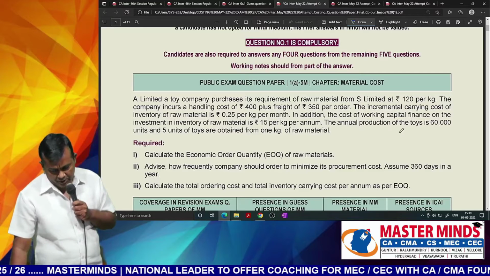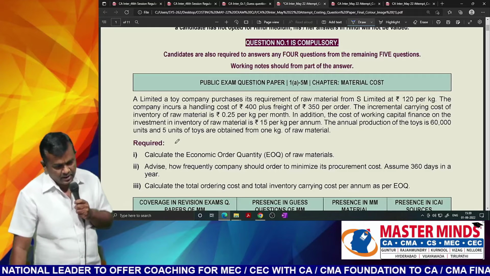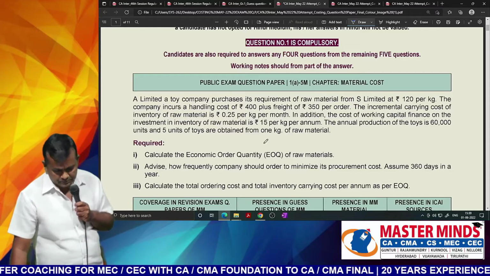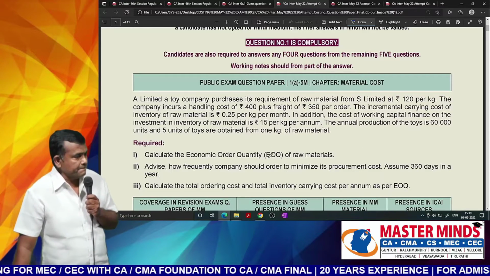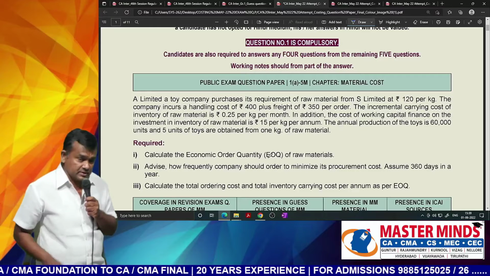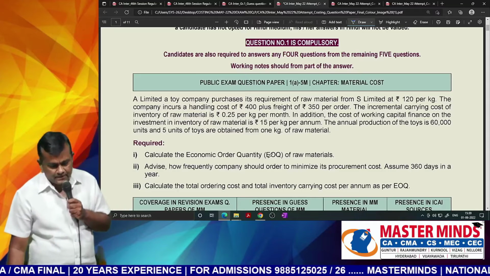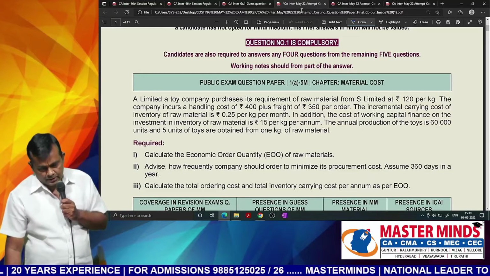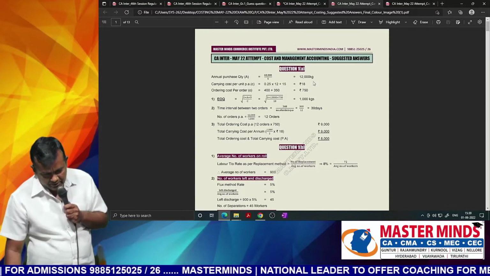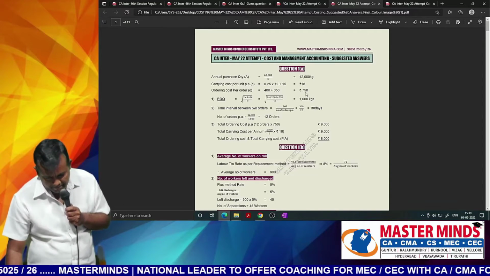So next, the annual production of the toys, that is the annual demand of the company product, is 60,000. 5 units of toys are obtained from 1 kg raw material. Therefore, annual usage equals 60,000 divided by 5, 12,000 kgs. That is the annual usage of raw material. Sir, here one thing is observed: no inventory levels. Therefore, annual usage becomes annual demand. So this is the answer, sir. 12,000 kgs. Carrying cost per unit per annum 18. Ordering cost per order 750.